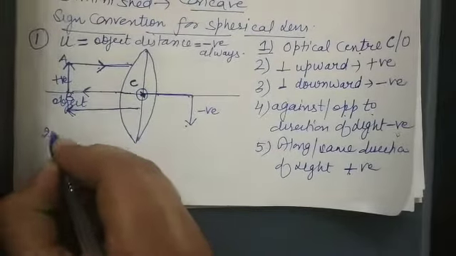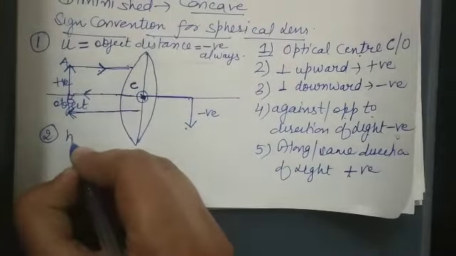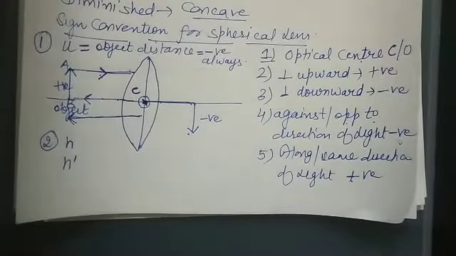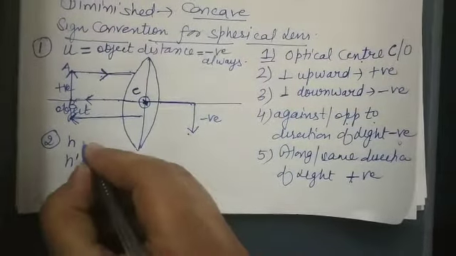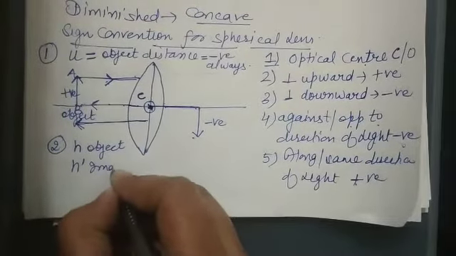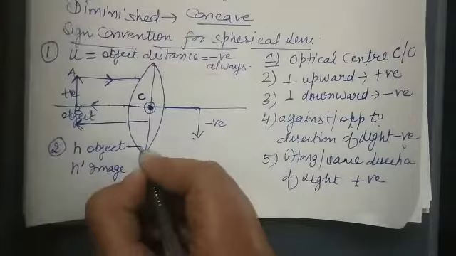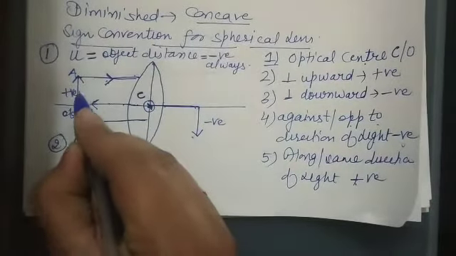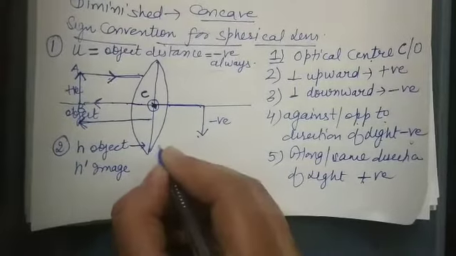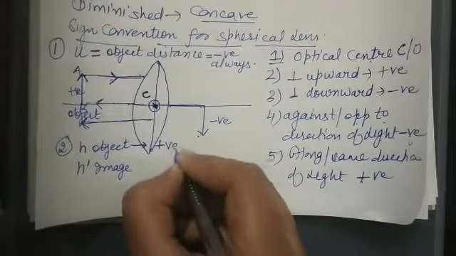Now, what about H? H is height. There are two: H is the height of the object and H dash is the height of the image. What about the height of the object? The object is always perpendicular to the principal axis in the upward direction. So object height is positive.